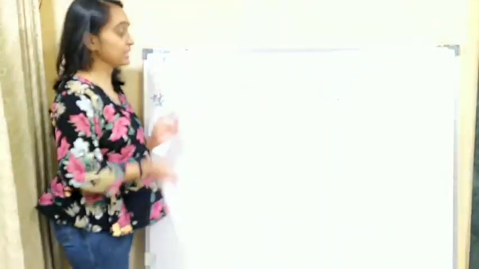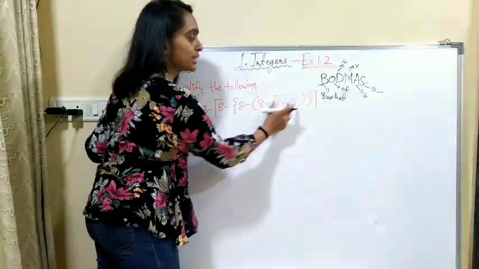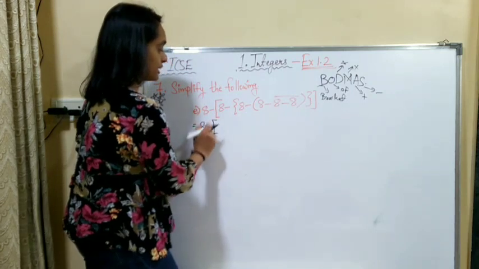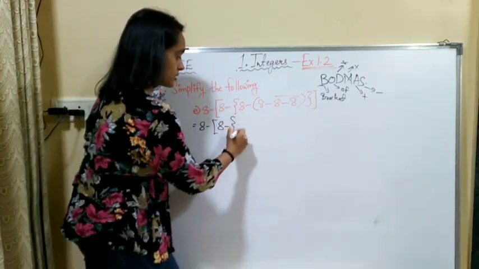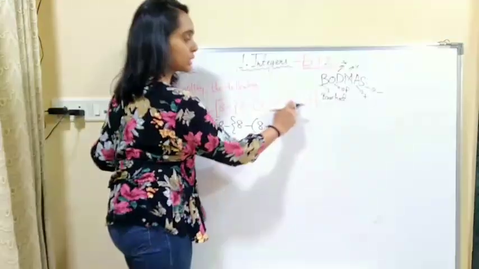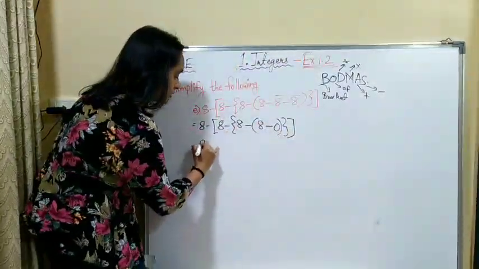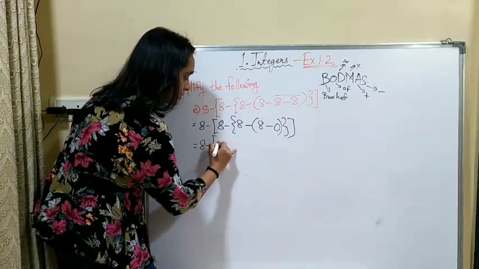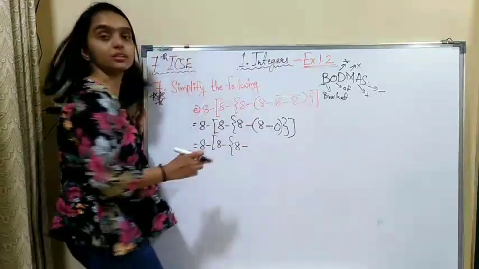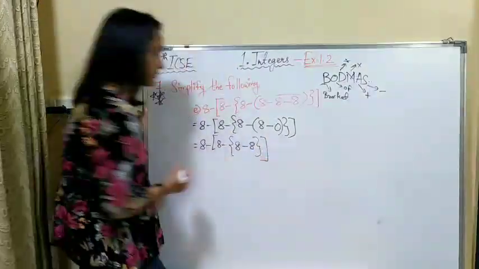Now the next question, this is the easiest simplification. Here you have to solve the innermost bracket first. So the rest of the terms will be as they are. So 8 minus, then this 8 minus, curly brace 8 minus, again this 8 minus 8 will give you 0. Again 8 minus, then the square bracket 8, then curly brace 8 minus 0 is 8. So you will get this.